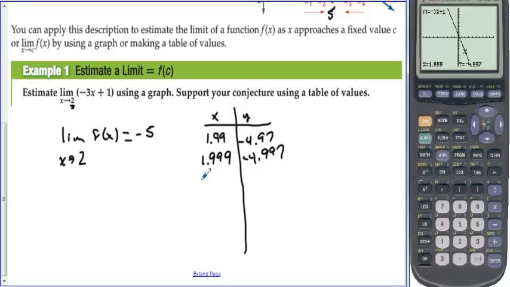What about 2 from the right? What about 2.01? That is equal to negative 5.03. And then if we plug in 2.001, then we get negative 5.003. If we're getting closer from the right, we're getting closer to negative 5. And as we approach 2 from the left, we're getting closer to negative 5. So just by the table, we're pretty convinced that the answer is negative 5. So I've used a graph and I've used a table.